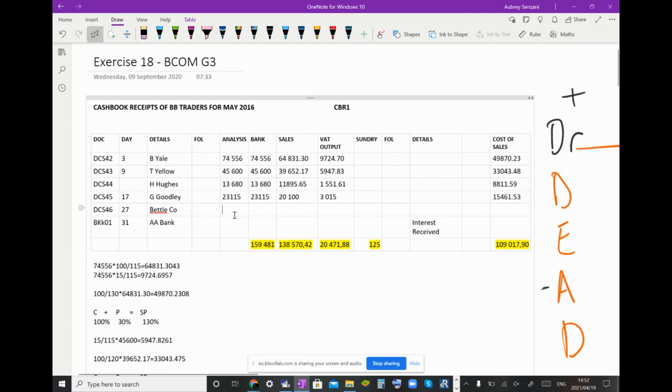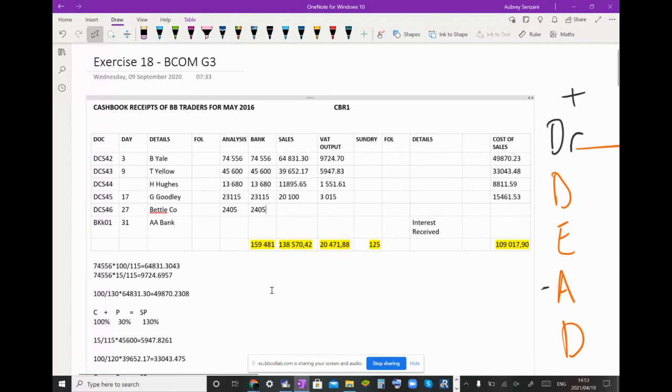Okay, so we have that. Then we can go to the 27th and see what's happening there. On the 27th, it says sale of trading inventory. The inventory was marked up by 30% on selling price. Okay. And there we've got the inventory was 2,405. Okay. So plug that in. Plug that in as well.